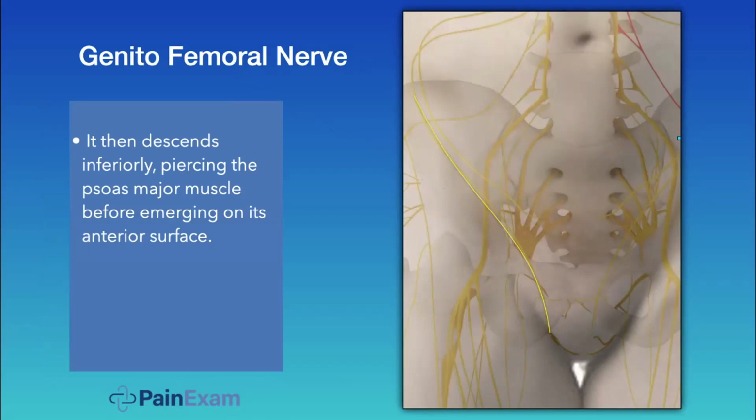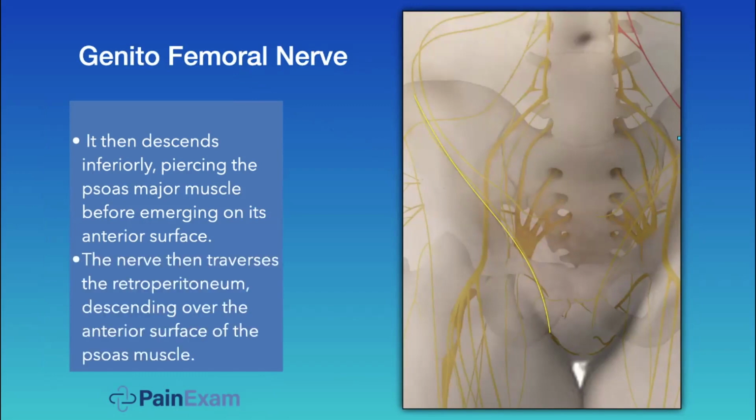It descends inferiorly, piercing through the psoas major muscle before emerging onto its anterior surface, and the nerve traverses the retroperitoneum, descending over the anterior surface of the psoas muscle.